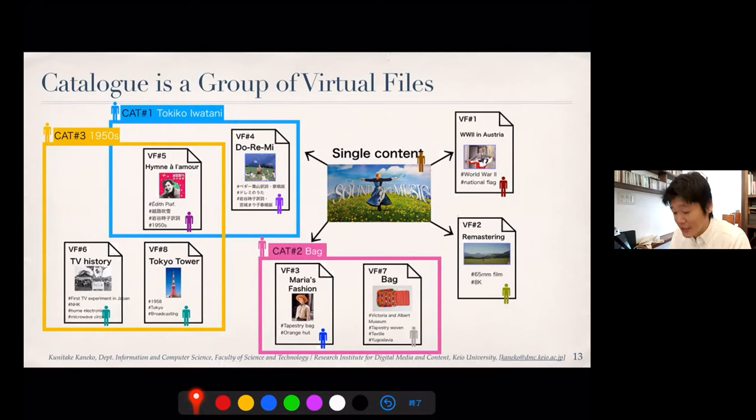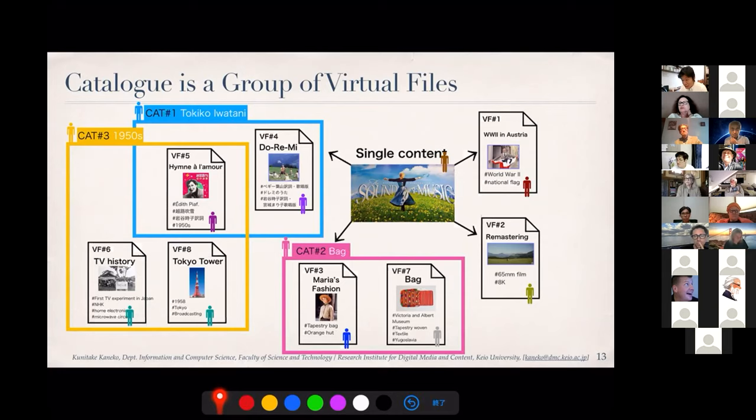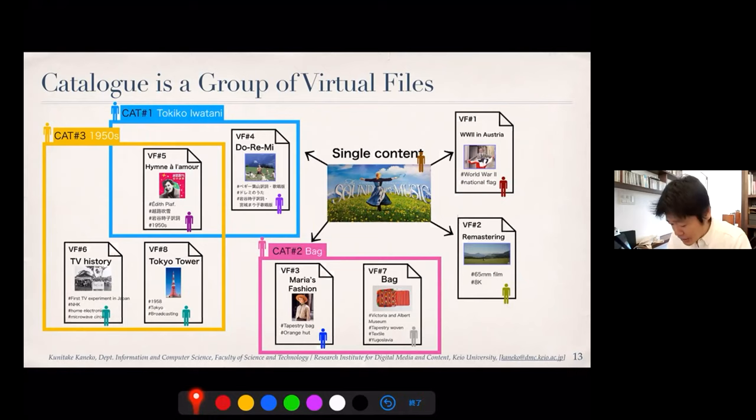Right, maybe you can understand it. The budget file here means starting from the Sound of Music, right? Somebody who understands the Sound of Music makes a melodious fashion. He or she maybe is interested in the fashion. So another budget file is Victoria and Albert Museum's tapestry, right? Making a group. So using the graph, I can get into the Sound of Music, for example, from the Do-Re-Mi song, and then go through to Maria's fashion, and then to this budget file. Okay?